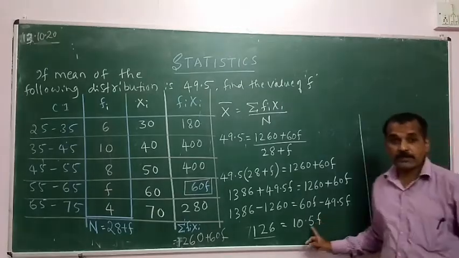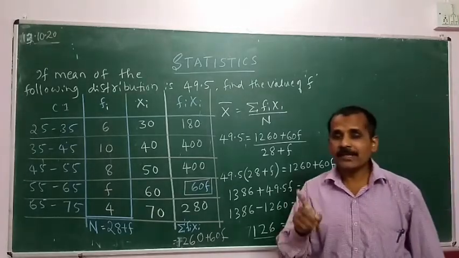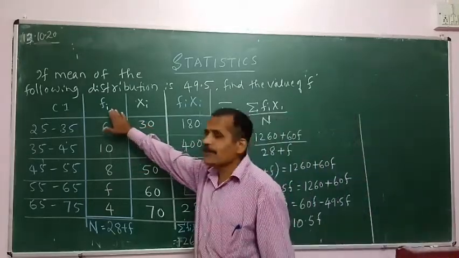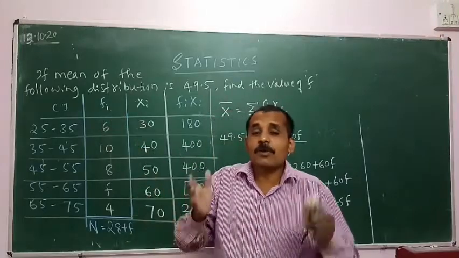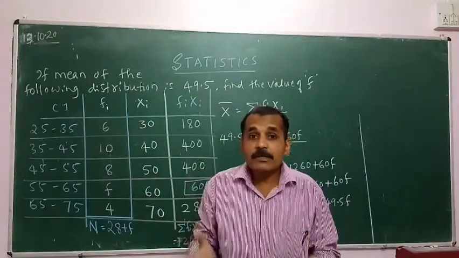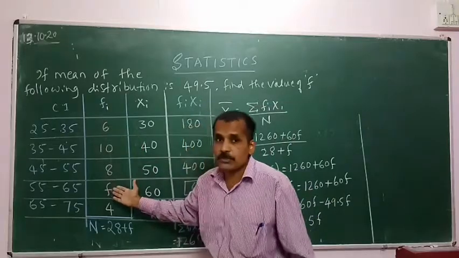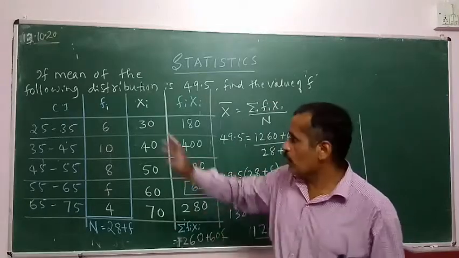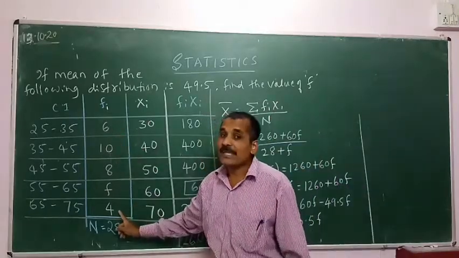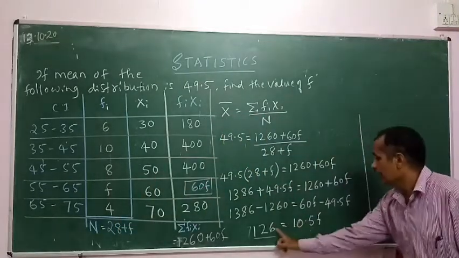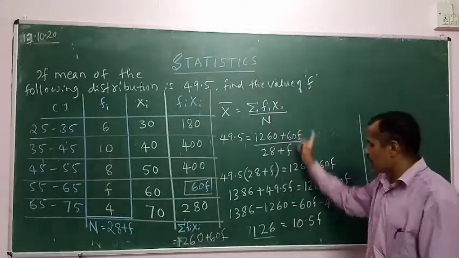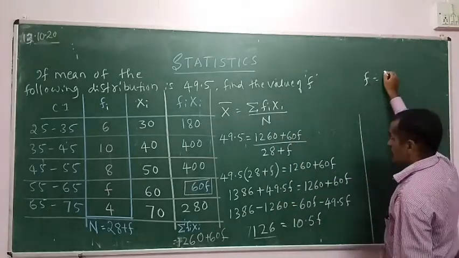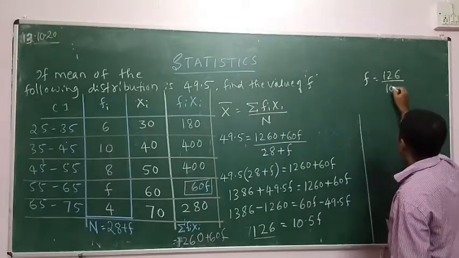My dear children, keep in mind, frequency cannot be in fraction. Frequency cannot be in decimals. But what is the frequency? They are the number of children, or number of workers, number of laborers. These numbers of persons or students cannot be negative. I can't say 10 and a half boys, or 10 and a half students. No. Always they must be in the form of a natural number. That means if you are getting a decimal number here, somewhere you have made a mistake. Let me start. F is equal to, divide it. Therefore, F is equal to 126 divided by 10.5.